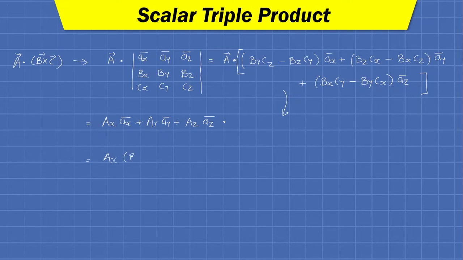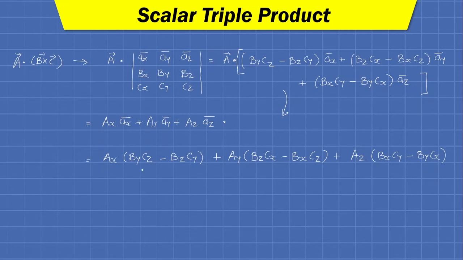ax into (by cz minus bz cy) plus ay into (bz cx minus bx cz). You may also try this calculation on your own because it will be very tedious if I write every term over here. And the third term will be az into (bx cy minus by cx).